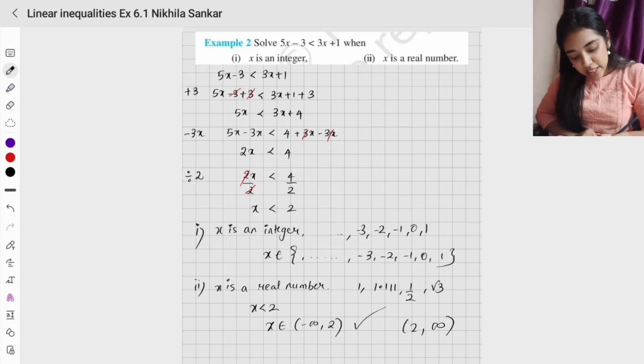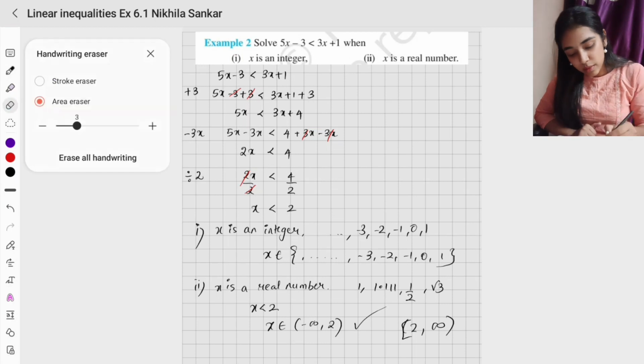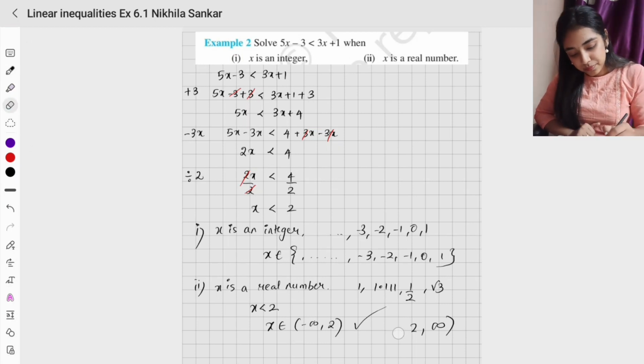Okay, so this is how you write. If it is including 2, I'll put a square bracket. If it is not including 2, I'll put a circular bracket. Okay, so this is the only difference. Please copy.